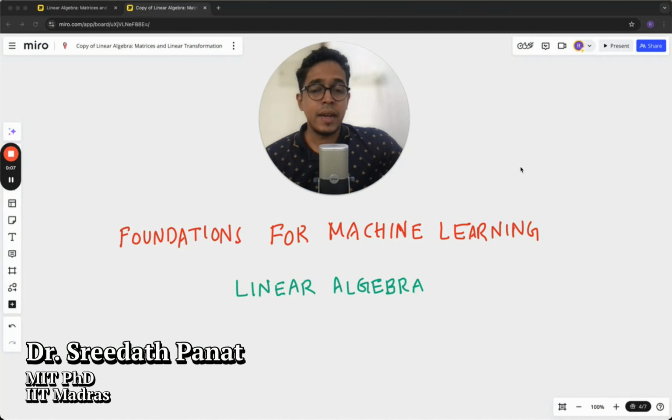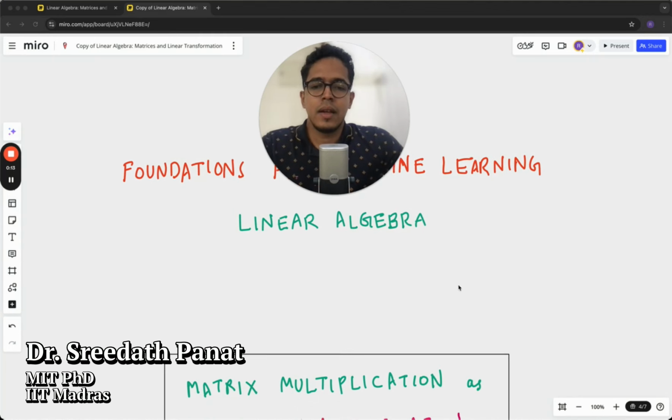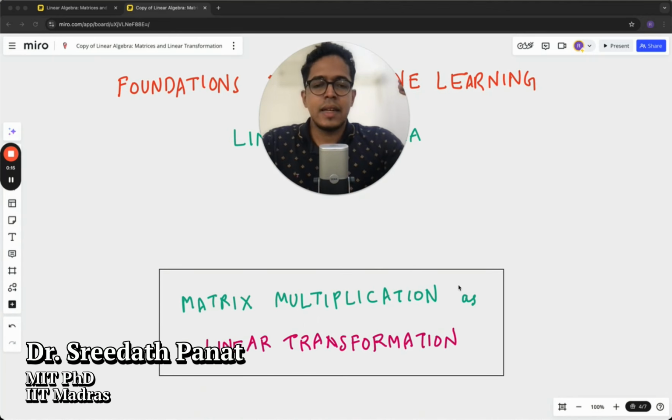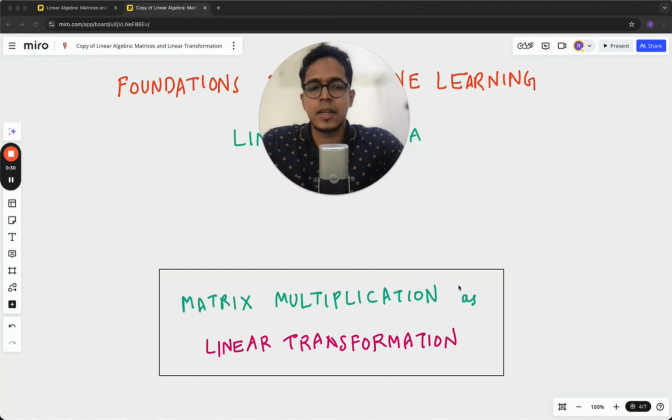We are learning about linear algebra, and specifically in this lecture, we'll be looking at matrix multiplications. What we are trying to understand in this lecture is the intuition that matrix multiplication is essentially a linear transformation. So we'll see how that happens, how vectors are transformed in a linear fashion when you multiply them with matrices. This is an operation that is commonly seen across machine learning.